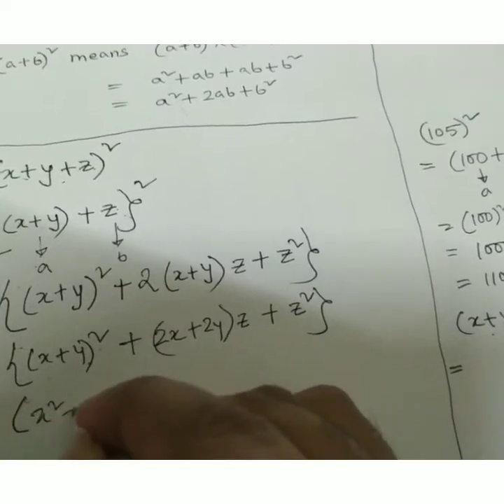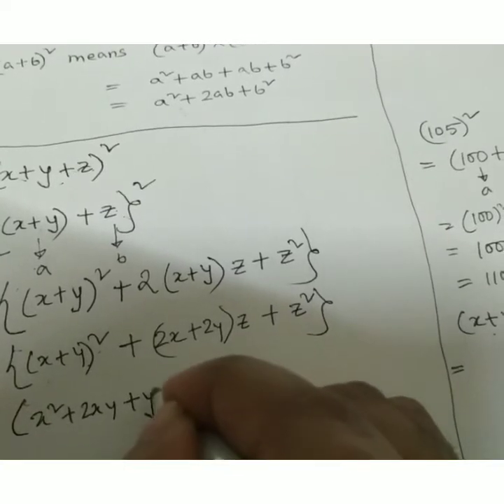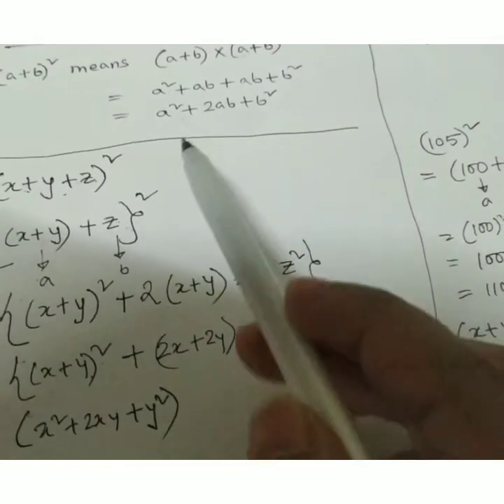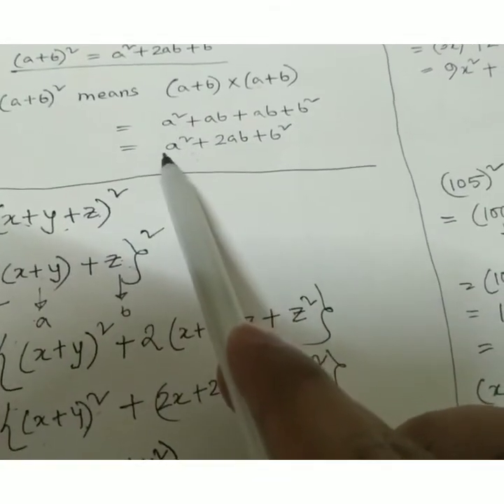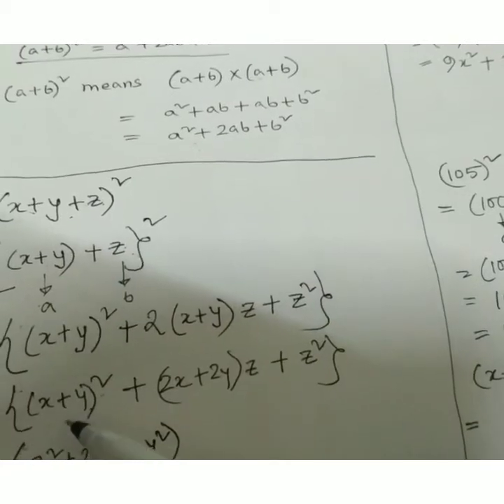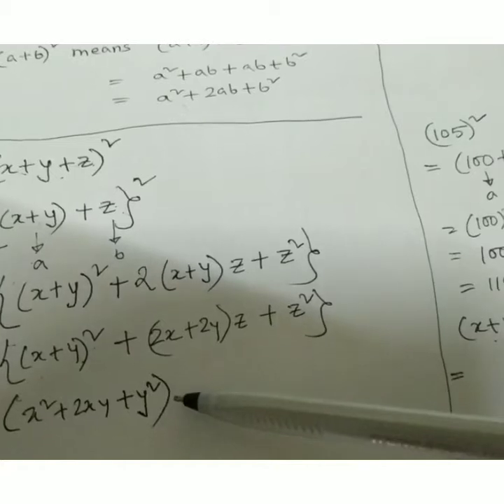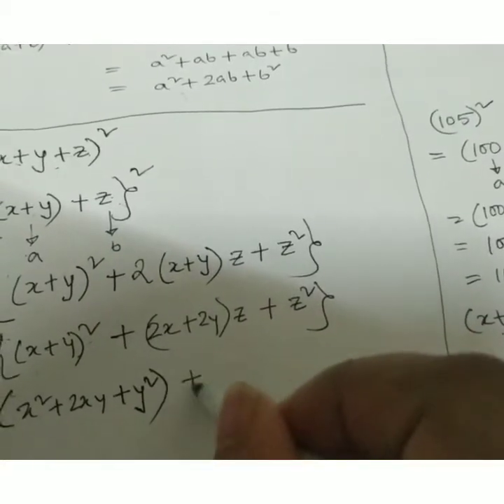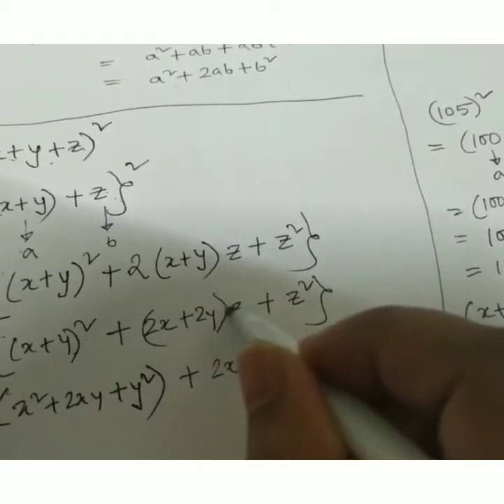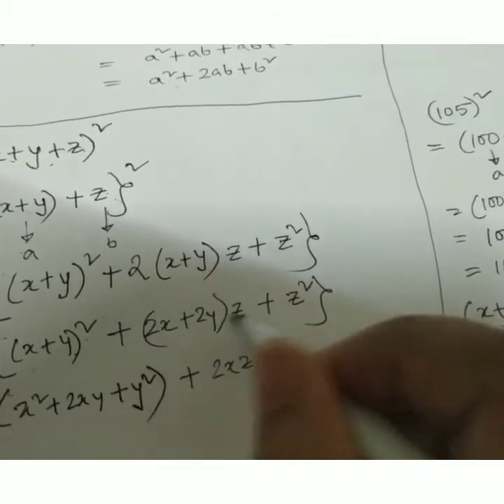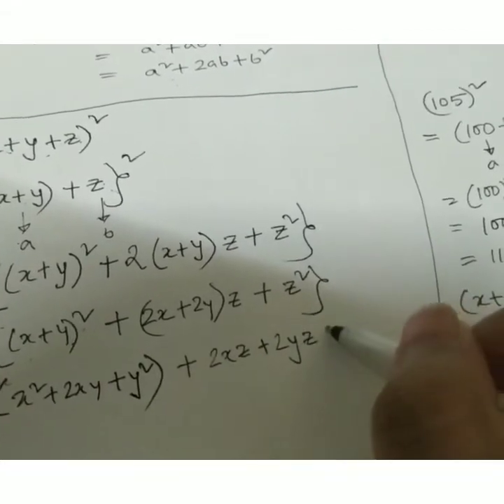x square plus 2xy plus y square. Okay, x plus y whole square, just by using the formula a square plus 2ab plus b square. So I'm just breaking this up according to this formula. So x square plus 2xy plus y square plus, now z into 2x is 2xz, plus z into 2y is 2yz, then plus z square.